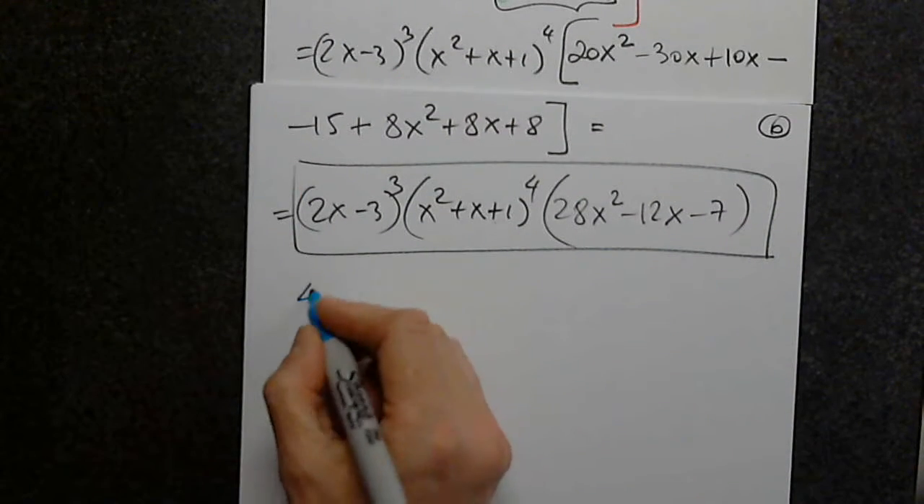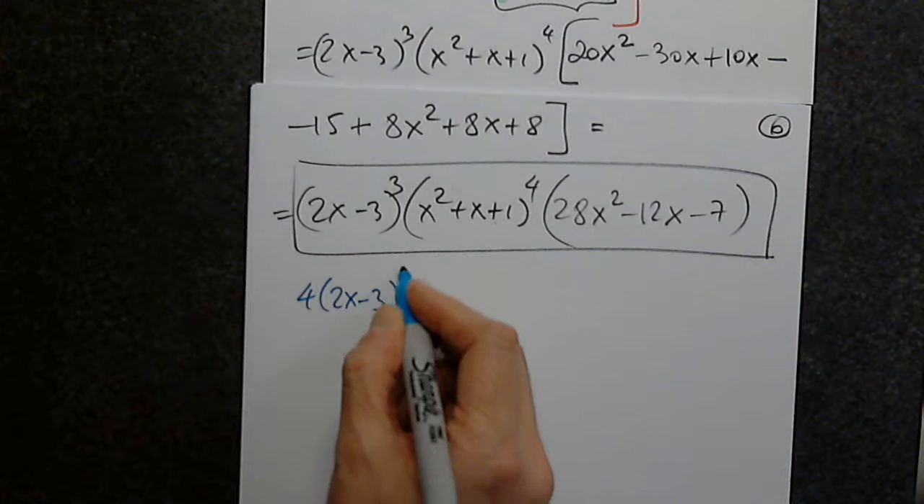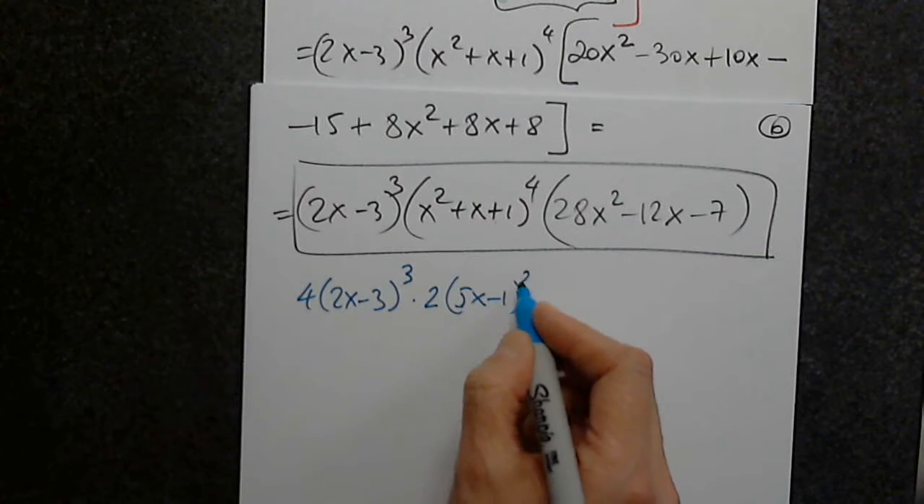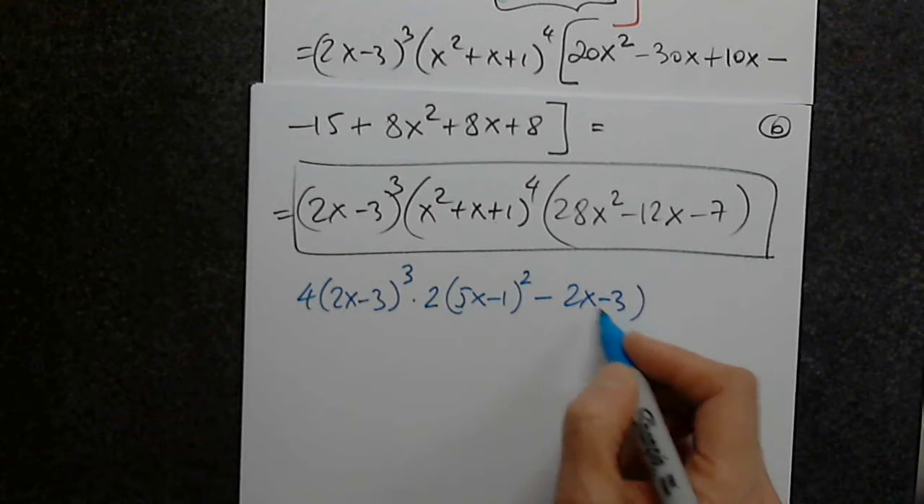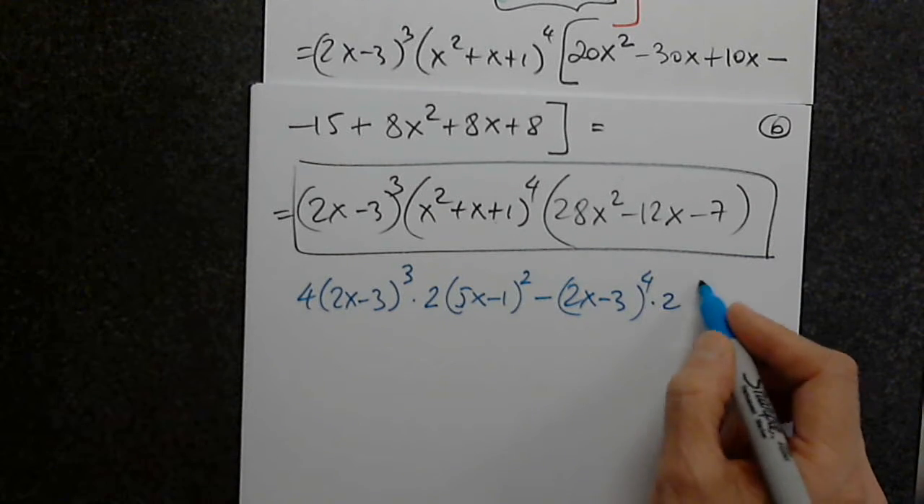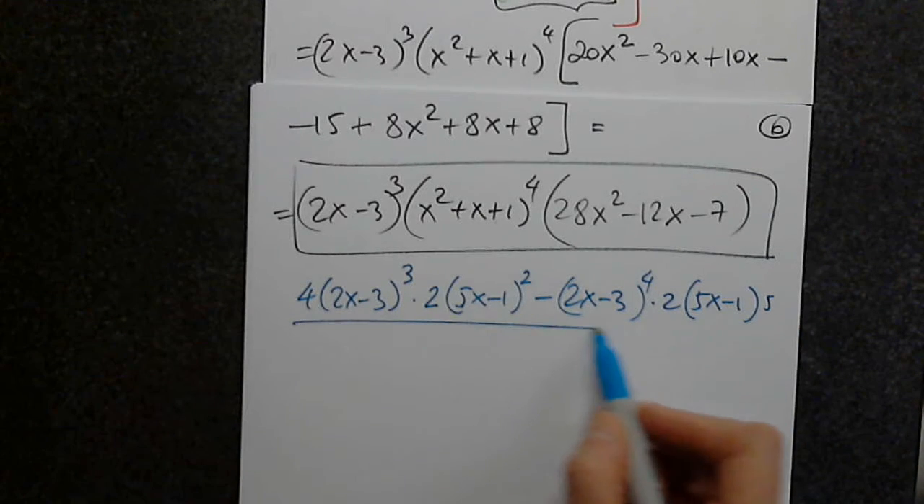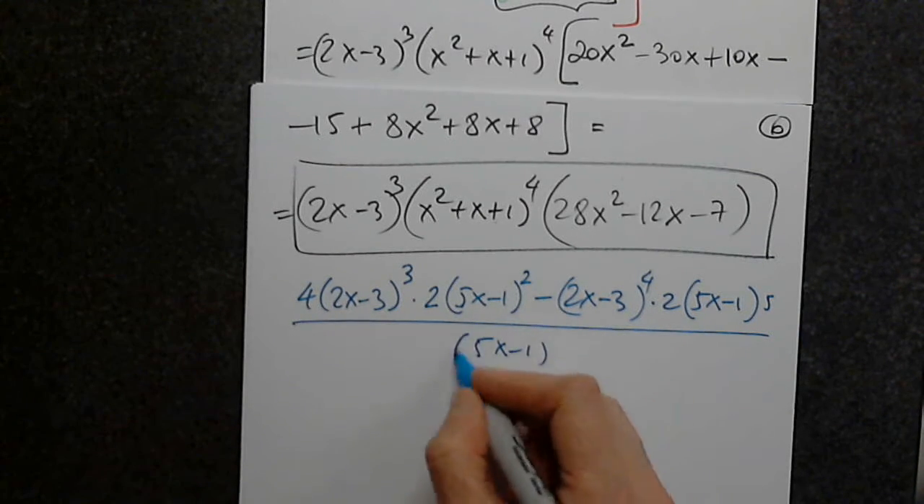So at 7 we have 4. 2x minus 3 cubed times 2 times 5x minus 1 squared minus 2x minus 3 to the fourth times 2 times 5x minus 1 and times 5, and everything divided by 5x minus 1 to the fourth.